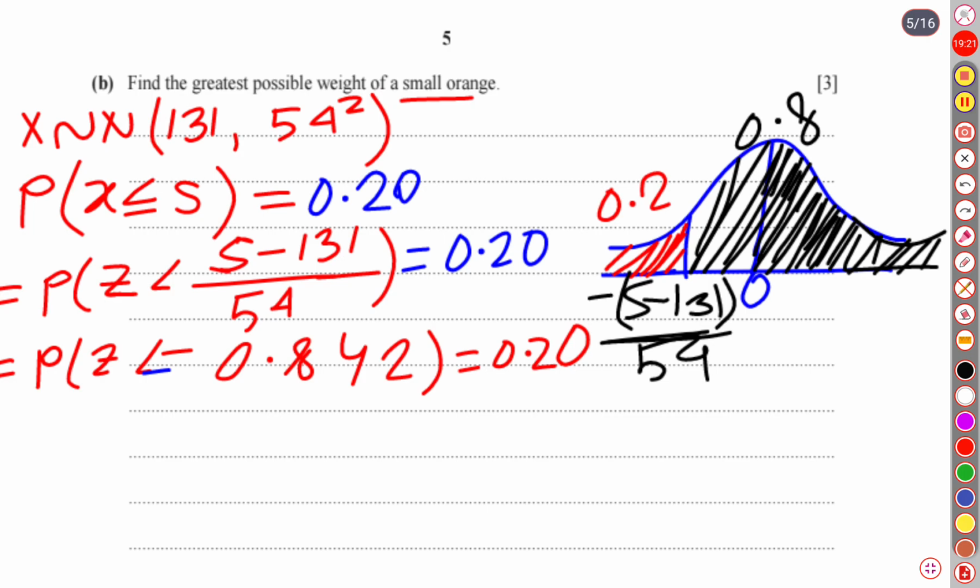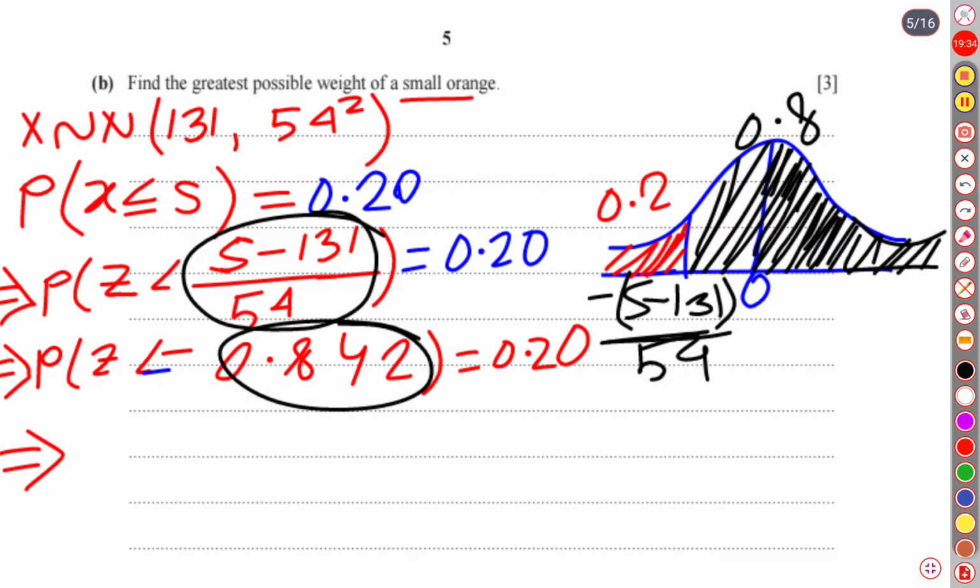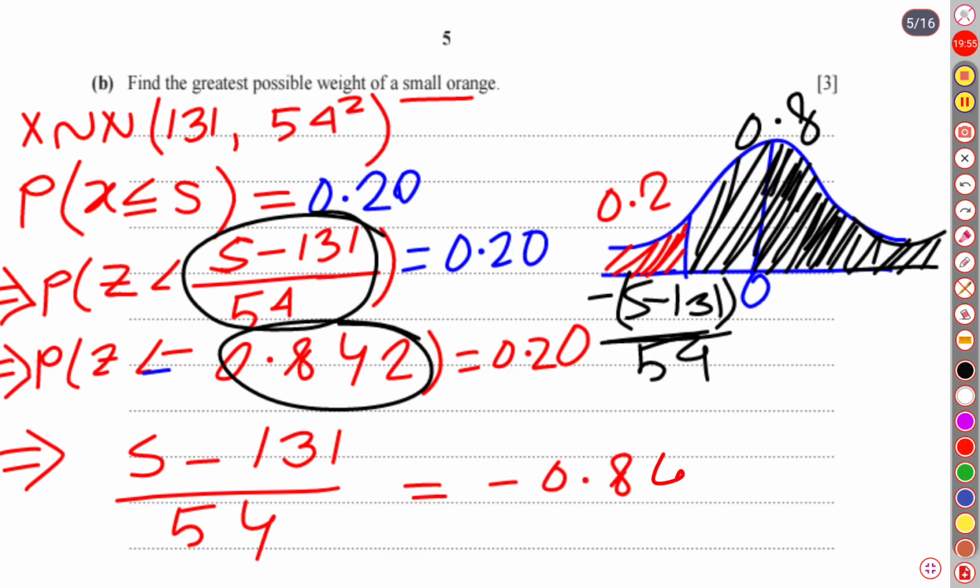Hence we can write here, as both of them are z scores, definitely this quantity will be equal to this quantity. They must be equal. So (s minus 131) over 54, we have already decided it is negative, equal to negative 0.842. Well, let us calculate this.